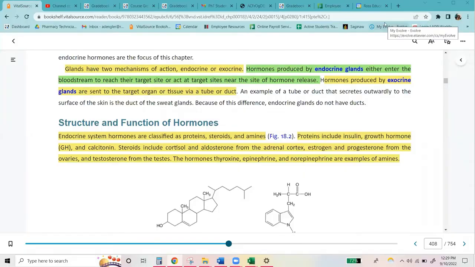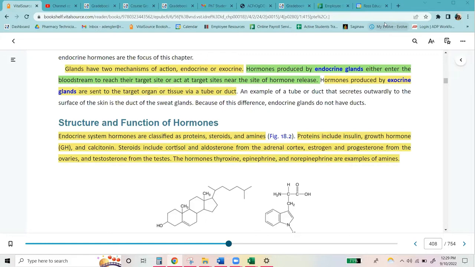Glands have 2 mechanisms of action, endocrine or exocrine. Hormones produced by endocrine glands either enter the bloodstream to reach their target site or act at target sites near the site of hormone release. Hormones produced by exocrine glands are sent to the target organ or tissue via a tube or duct.